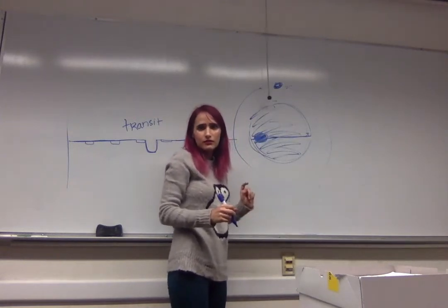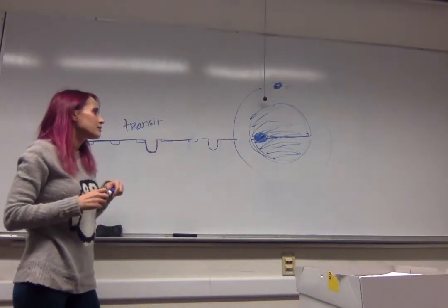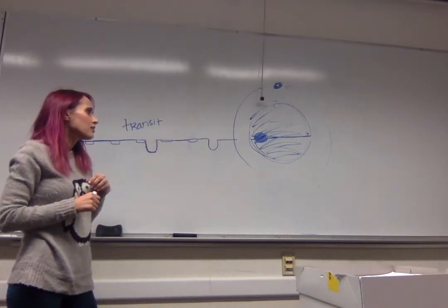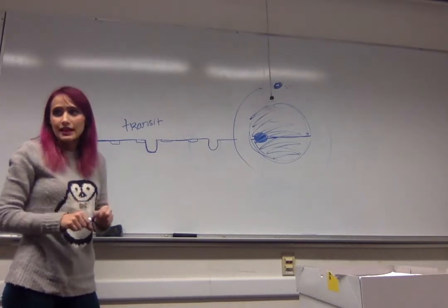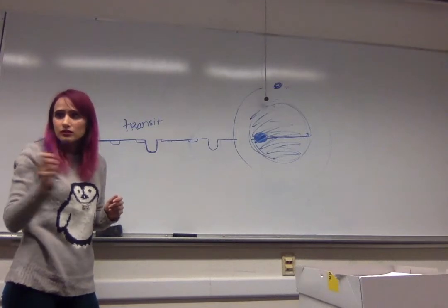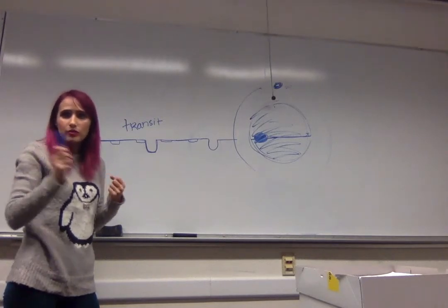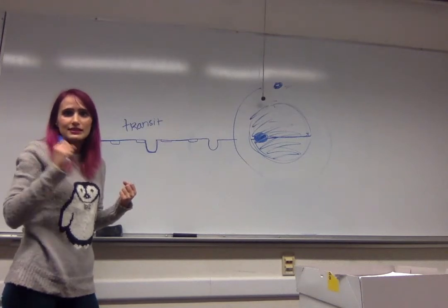So those are the main ways. Some kind of important things. Bigger planets are easier to detect, right? They make the star wobble more. A small planet makes it wobble less. A big planet makes it wobble more. So we can detect big planets easier.